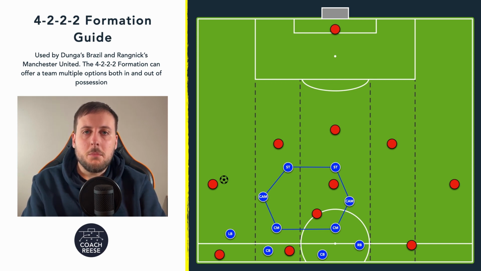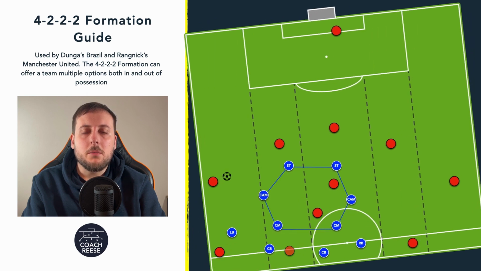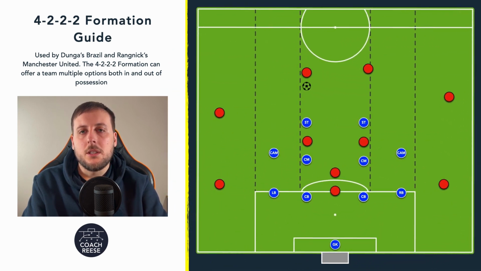As we move further back into our deep block, this is where the formation really looks like the 4-4-2. So what we'll see at this point is our two attacking midfielders just move to the left or to the right of our double pivot to create that middle line of 4.